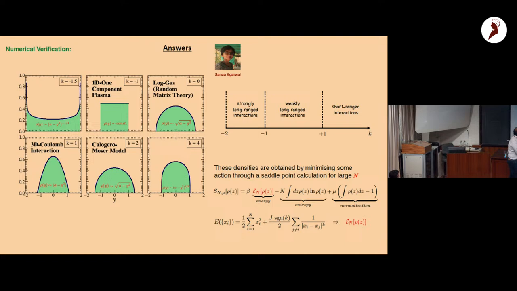You can divide your k regime into three zones here. When k is greater than 1, your effective theory is short-ranged. It's an all-to-all coupling model, but the effective description is going to be short-ranged. Between minus 1 and 1, we call it the weakly long-range regime. And between minus 2 and minus 1, it is the strongly long-range interaction. At minus 1.5, it is so long-range repulsive that the particles want to go away, but because of confinement, they start accumulating at the edge. So this is the density, and it comes from minimizing this action through some saddle point calculation. Let me show the collective density representation of this energy.